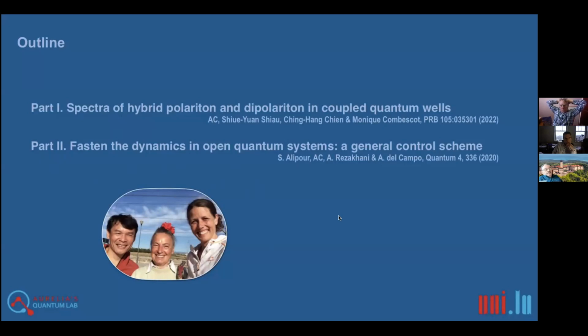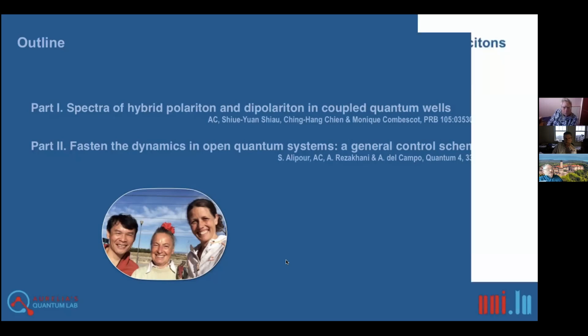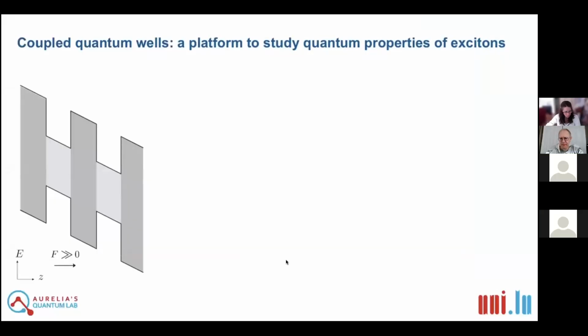So let me start with the first part, which has been done in collaboration with Sean Xiao, Poki Xian, and Monique Combesco. Before giving the motivation, I'll briefly introduce coupled quantum wells, which are a very nice platform to study the quantum properties of excitons. In these wells, we can have direct excitons, a superposition of an electron and a hole wave function. This is direct because the two of them are in the same well.